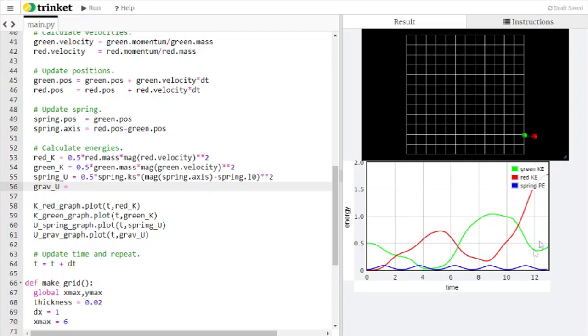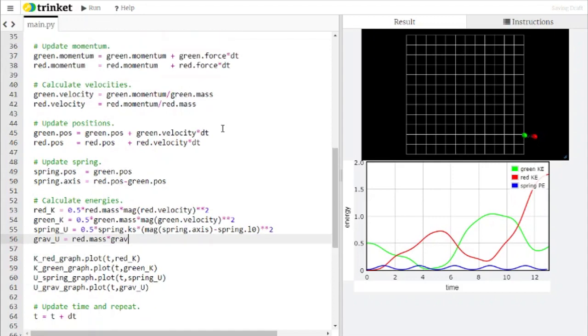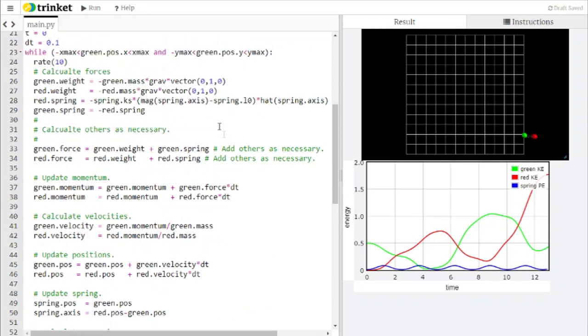So each one of these atoms contributes to the gravitational potential energy because they each need a mass times the gravitational field times their height. They've got different masses, different heights, so we need to calculate it separately. So let's start with the red one. So we'll have red dot mass times grav. I think that's what I call the gravitational field. Yeah, grav up here.